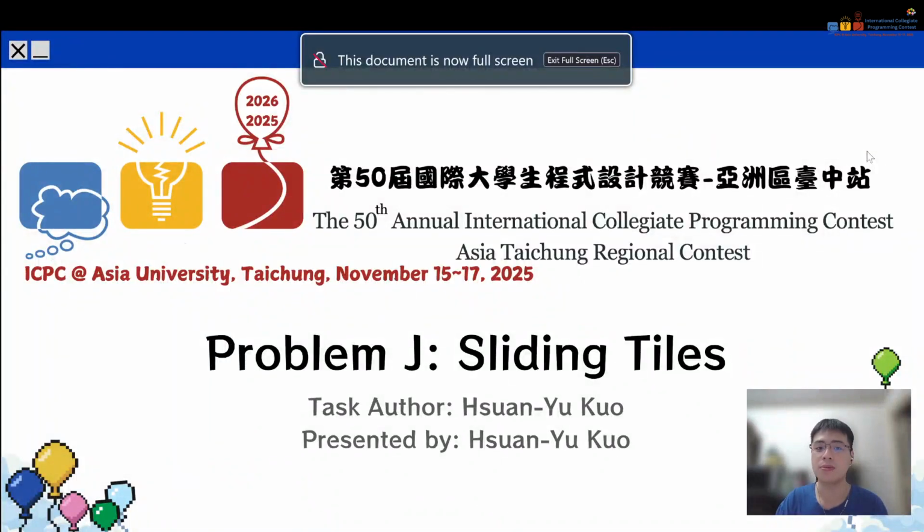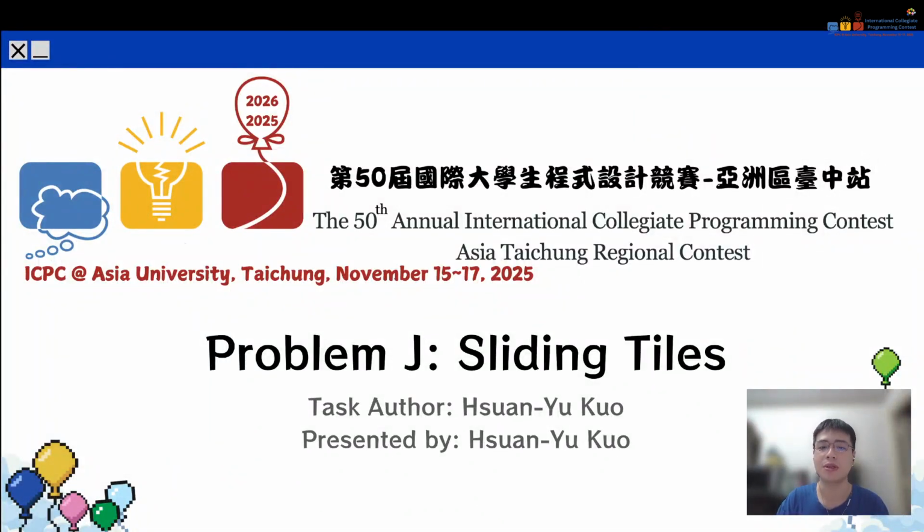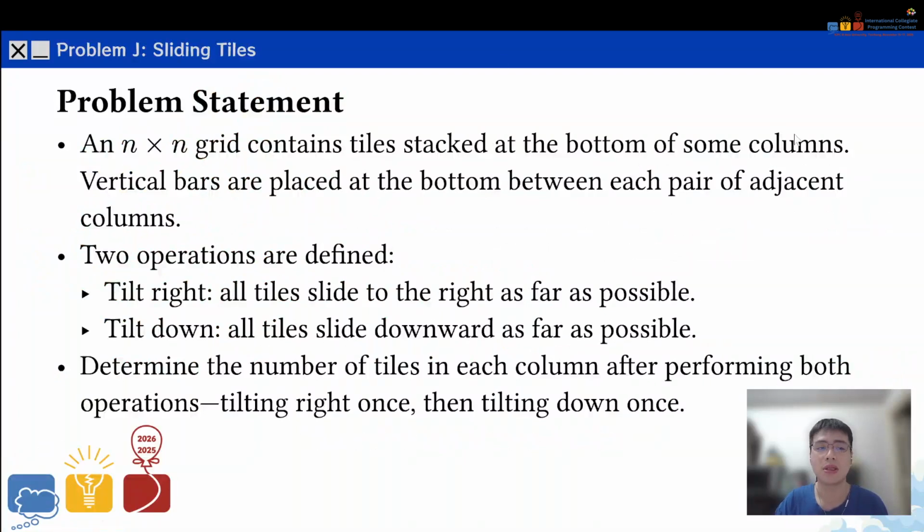Hi, today I'm going to introduce how to solve problem J, sliding tiles. In this problem, you're given an n by n grid, which contains tiles stacked at the bottom of some columns. And there are some vertical bars, which are placed at the bottom between each pair of adjacent columns. So there are n minus 1 bars.